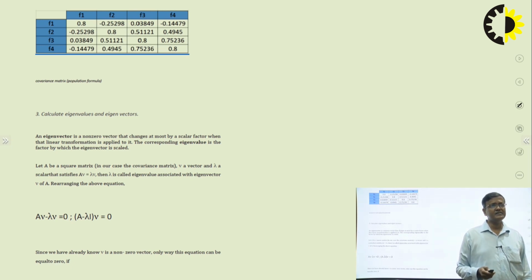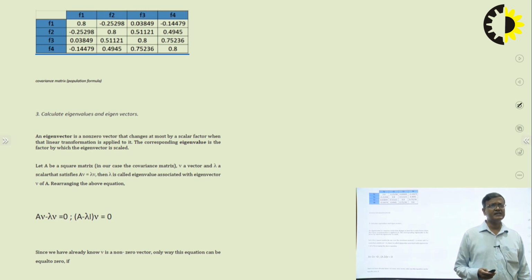An eigenvector is a non-zero vector that changes at most by a scalar factor when a linear transformation is applied to it. The corresponding eigenvalue is the factor by which the eigenvector is scaled.